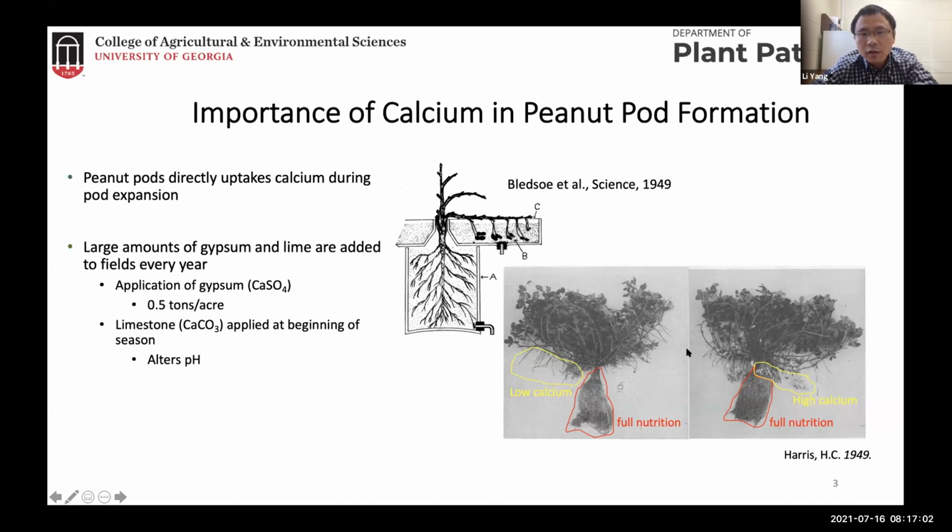In this figure on the lower right side, these two plants are growing in full nutrition. The roots of these two plants are growing in full nutrition, but the packing zone for the plant on the left lacks calcium. As you can see, although these two plants have very nice vegetative growth, the plant on the left without calcium did not develop enough pods. So this demonstrates the importance of calcium in the packing zone.